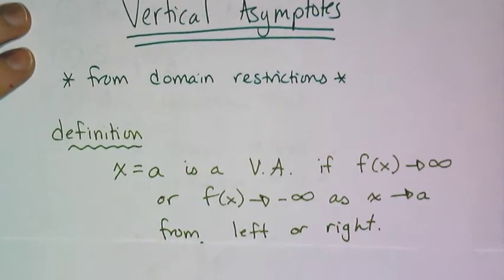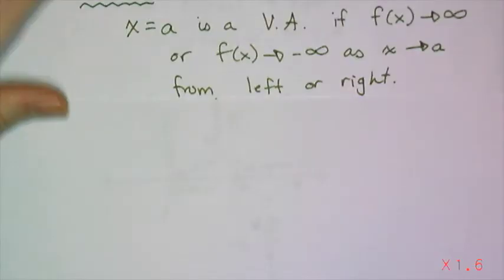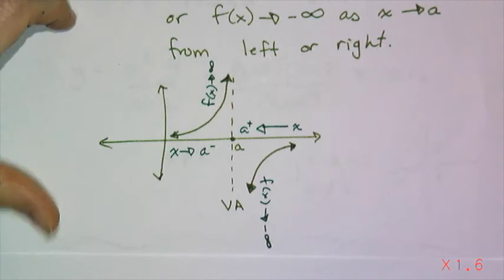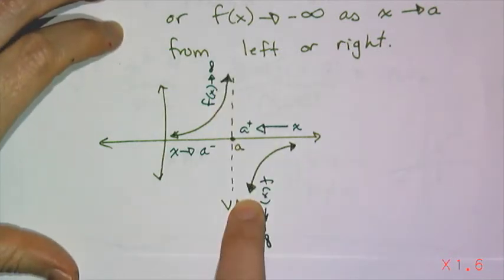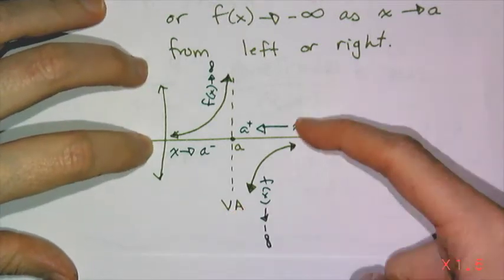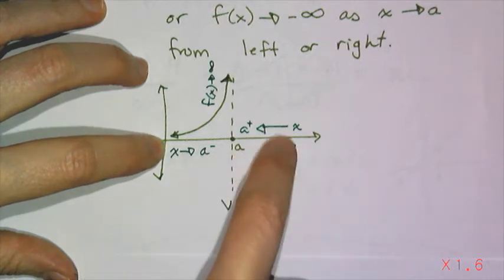x equals a, which is the equation of a vertical line, is a vertical asymptote if f of x approaches either infinity or negative infinity as x approaches that a value from the left or right. And so let me show you a quick little graphic representation of that definition. So this is that definition as a graph. The dotted line x equals a is my vertical asymptote. And then I have x values approaching from the right side and from the left side. So that's from the negative side and that's from the positive side.